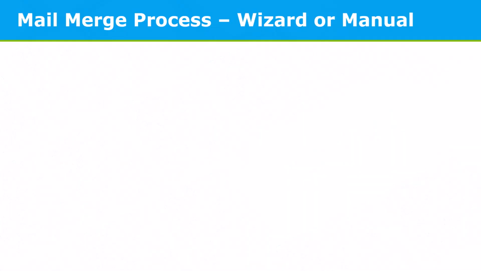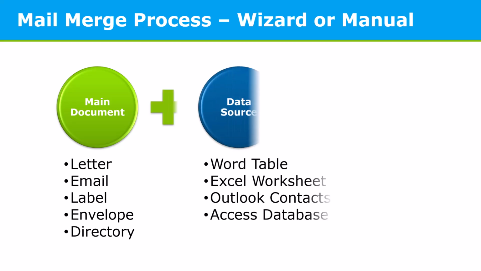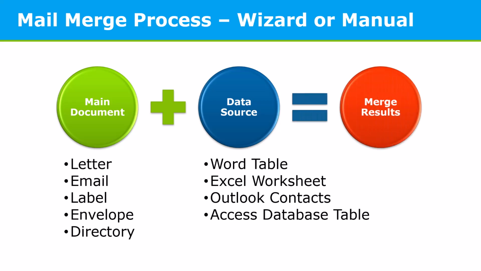features in Word. With a Mail Merge, you'll start with a master document or layout such as a letter or an email that you'd like to create for multiple contacts. The contacts, such as customers, are in a data source, which might be a Word table, an Excel worksheet, even your Outlook contacts, or an Access database table. When these are combined, you'll see your merge results to print or send electronically.